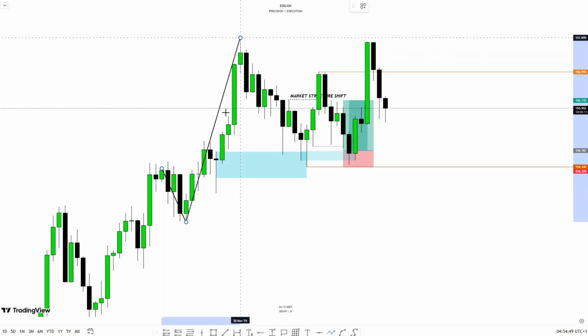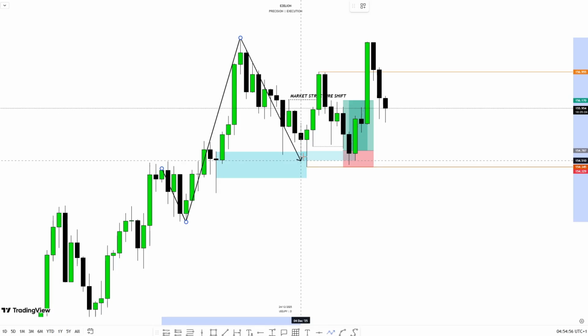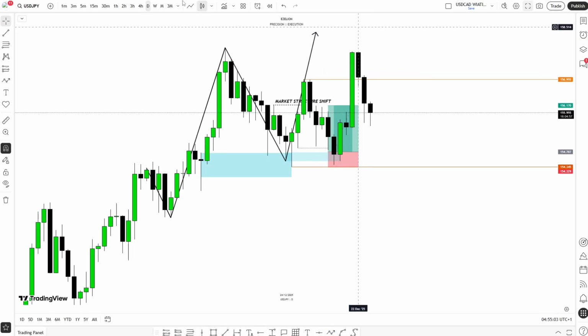So we have this point of interest that price can react from. As price tapped this place, as price tapped this entry, I'm expecting my entry model so I can take the trade up to this high, right?